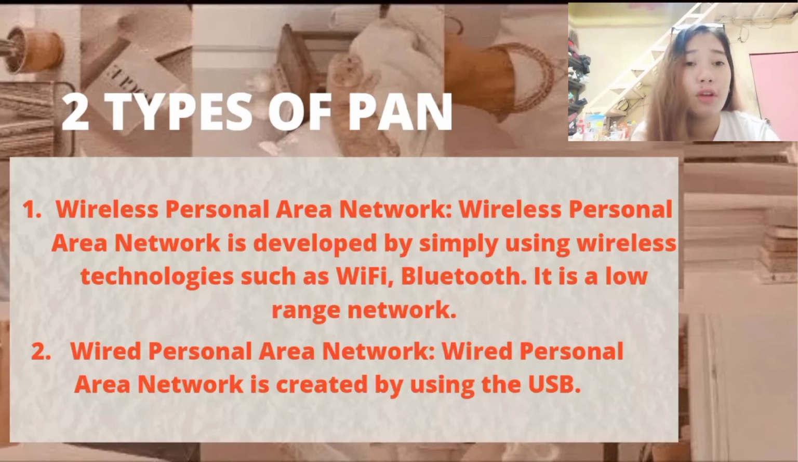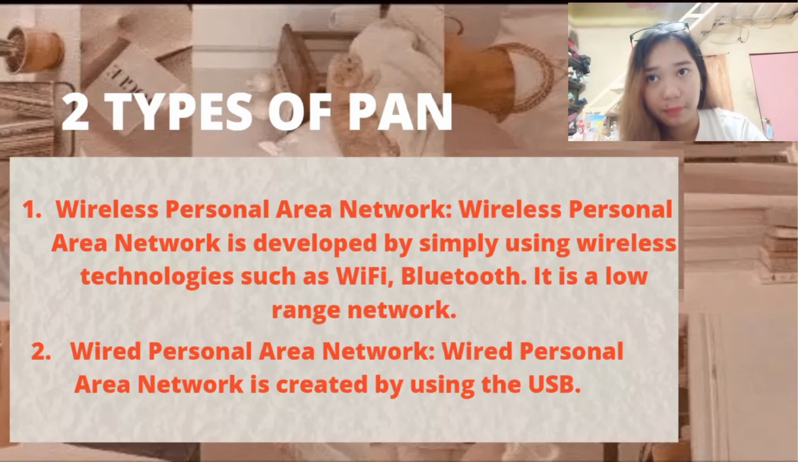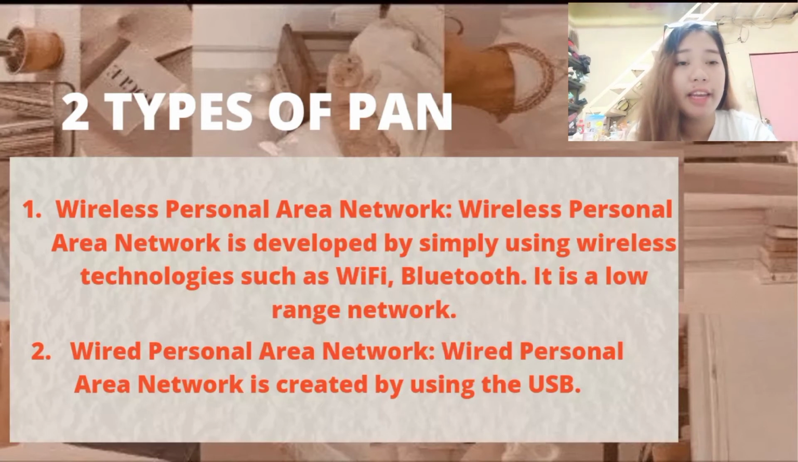The second type of PAN or Personal Area Network is Wired Personal Area Network. Wired Personal Area Network is created by using USB. The difference between a PAN and a wireless LAN is that the former tends to be centered around one person, while the latter is a local area network that is connected without wire, serving multiple users.